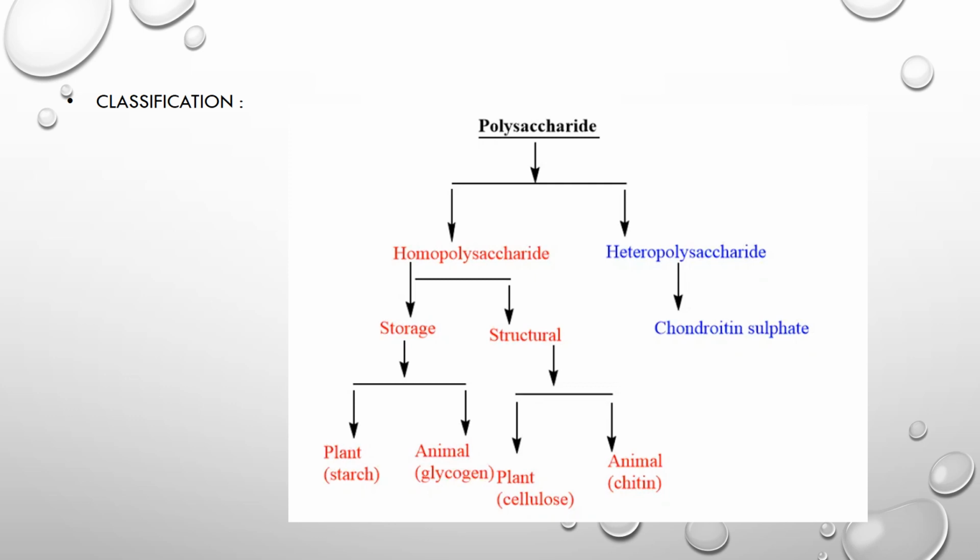Classification of carbohydrates. Here, the polysaccharides are classified into two major groups, homopolysaccharides and heteropolysaccharides. The homopolysaccharides are again classified into storage form and structural form. In the storage form, in plants, the homopolysaccharide is present in the form of starch. In animals, it is stored in the form of glycogen. In structural homopolysaccharides, in plants, it is present in the form of cellulose. In animals, it is chitin. Heteropolysaccharides contain sulfate.